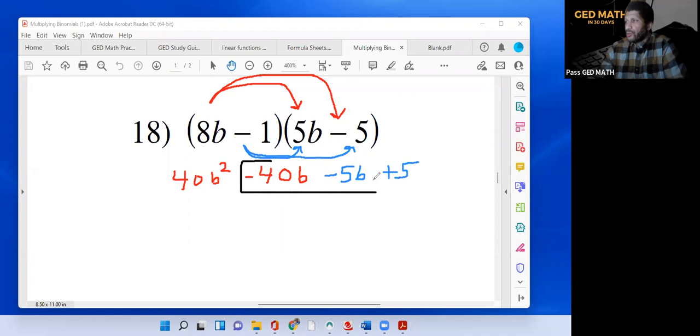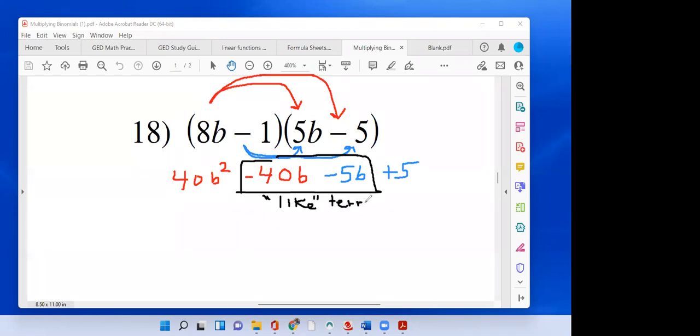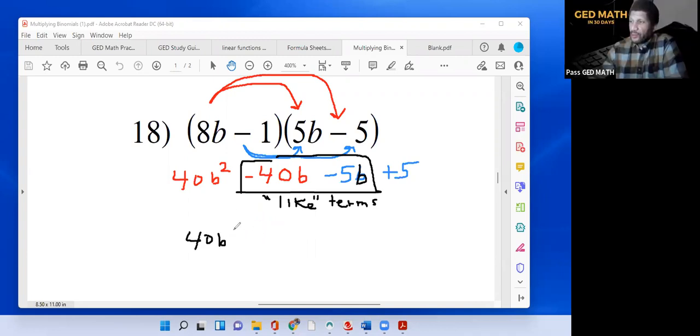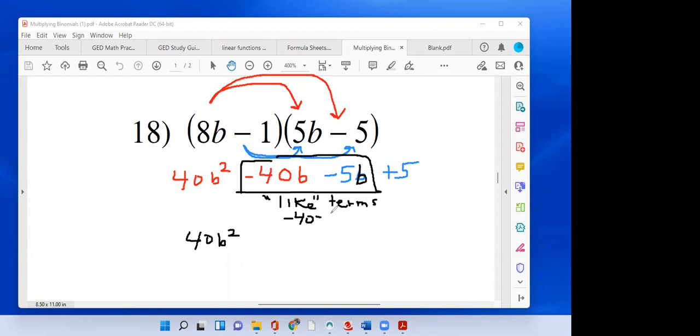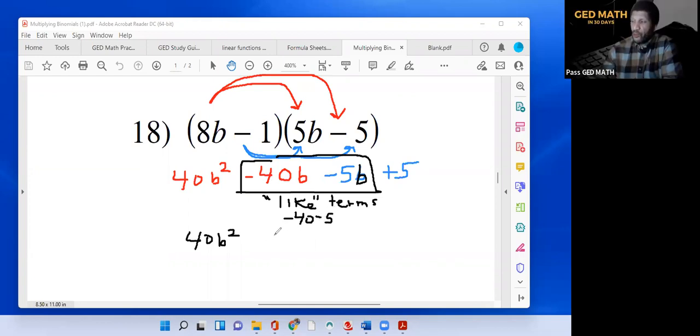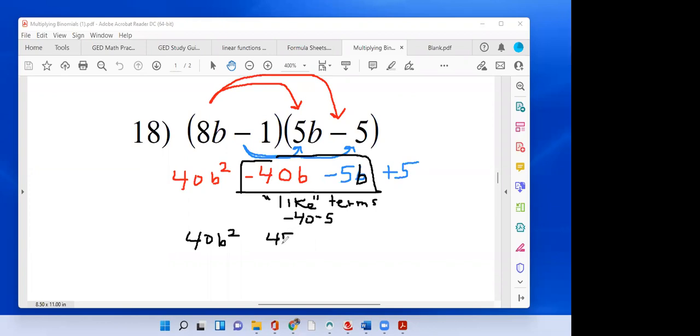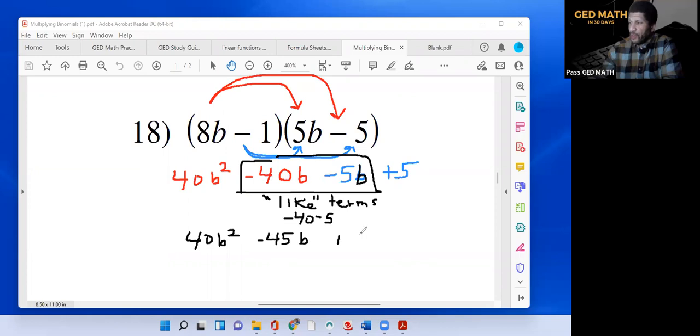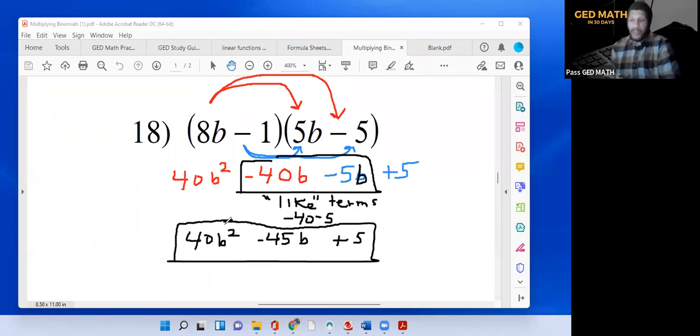Yes. What are the like terms? Negative 40B and negative 5B. So we bring down the 40B squared, and what's negative 40 minus 5? We're only looking at the coefficients. That's how you combine like terms. You only look at the coefficients. So what's negative 40 and negative 5? Same sign means you add. So what's 40 and 5? That'll be 45B. Keep the negative, right? Yes. And then bring down your B. So negative 45B, and then you bring down your plus 5. So your final answer should have been 40B squared minus 45B plus 5.